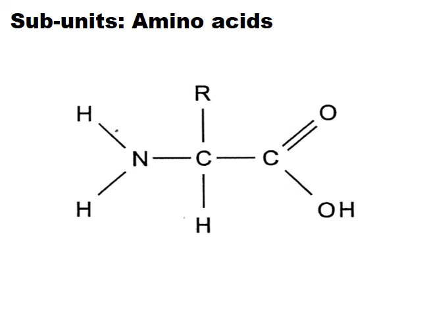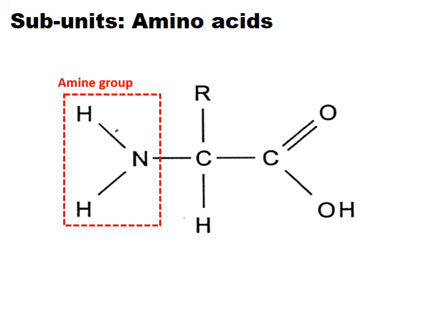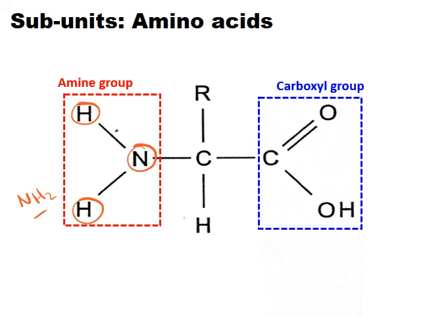Now, this is the basic generalized structure of an amino acid, and we have to be able to draw this and be able to recognize it. So if we have a look on the left hand side, what we can see is the amine group, and that has a nitrogen atom within it. Bonded to that nitrogen atom, we've got 2 hydrogen atoms, and we can refer to this as the NH2 or the amine group. Proteins are a bit different to carbohydrates and lipids because they do contain the element nitrogen.